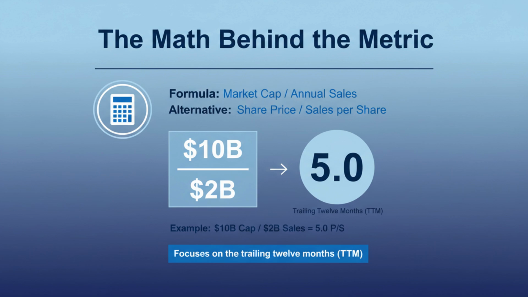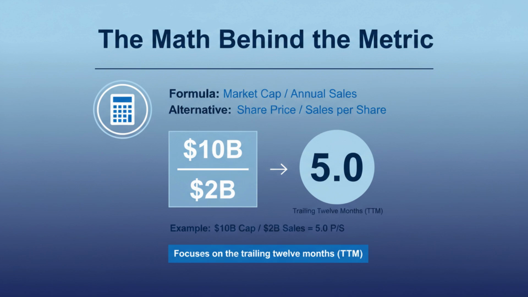Calculating the PS ratio is straightforward, yet its implications are profound. There are two primary ways to arrive at this number. First, you can take the company's total market capitalization and divide it by its total revenue over the last 12 months. Alternatively, you can divide the current share price by the sales per share. For example, if a company has a market cap of $10 billion and generated $2 billion in revenue, its PS ratio is 5.0. This means investors are willing to pay $5 for every $1 the company earns in sales.